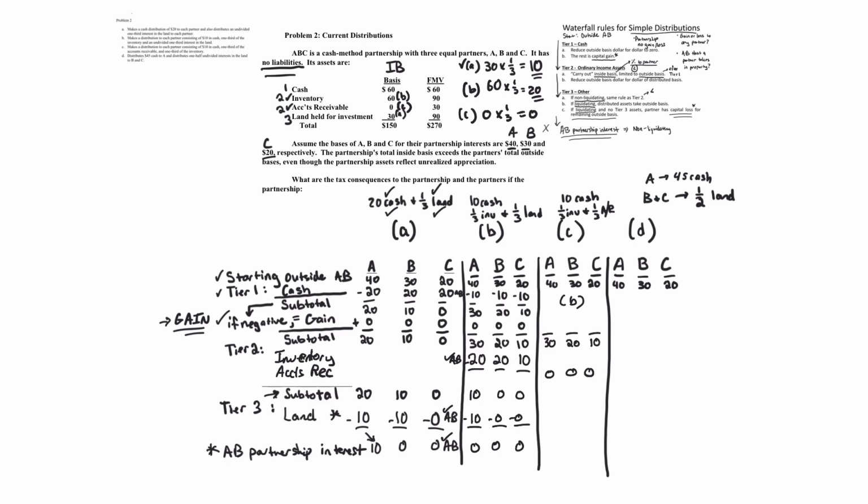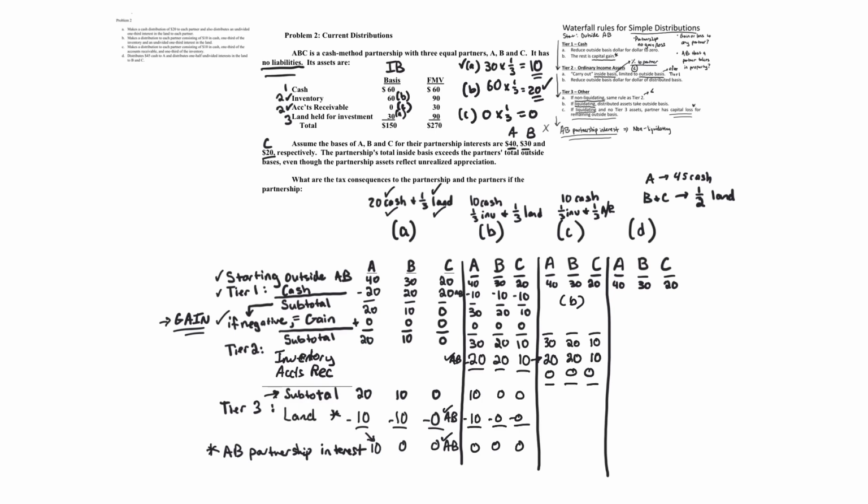For the inventory, just like we saw before, it's going to be the lesser of, right? We had our B calculation above, so it's going to be the lesser of 20 inside basis, or A's 30 basis, so 20. The lesser of 20 inside basis, right? Because we're taking 1/3 of 60, or B's outside basis of 20, and then C is the lesser of 10 or 20, so that's 10.